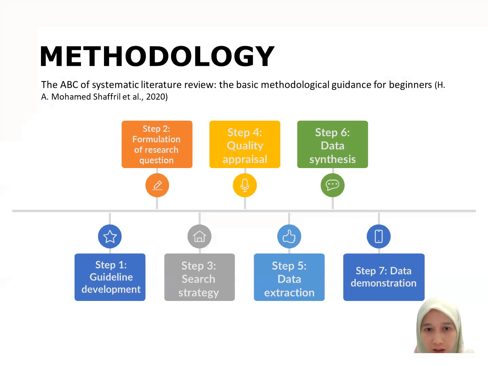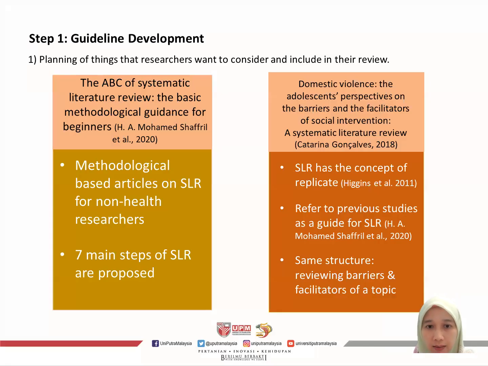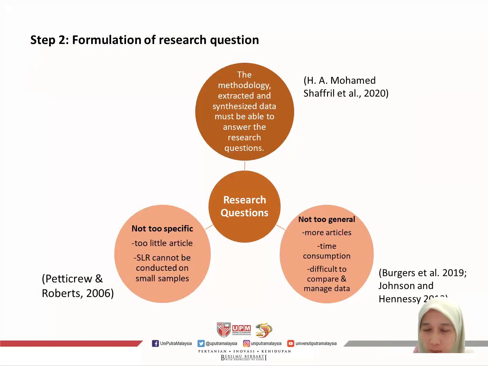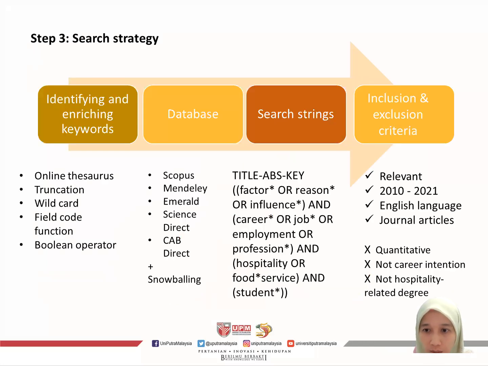So this is the methodology part. I'm not going to explain it because I have explained it in the literature review just now. I'll skip this one. And this is how we apply each of the 7 steps for the SLR, starting from the guideline development, formulation of the research question, and the search strategy, where we include articles from 2010 to 2021 using databases from Scopus, Mendeley, Emerald, Science Direct, and CAB Direct, and snowballing.